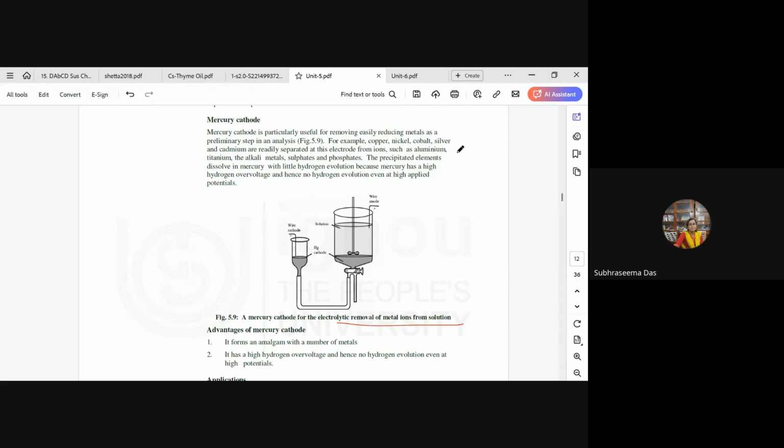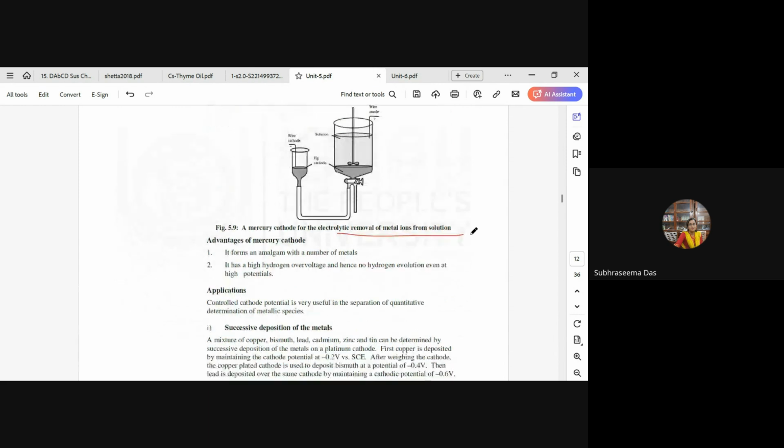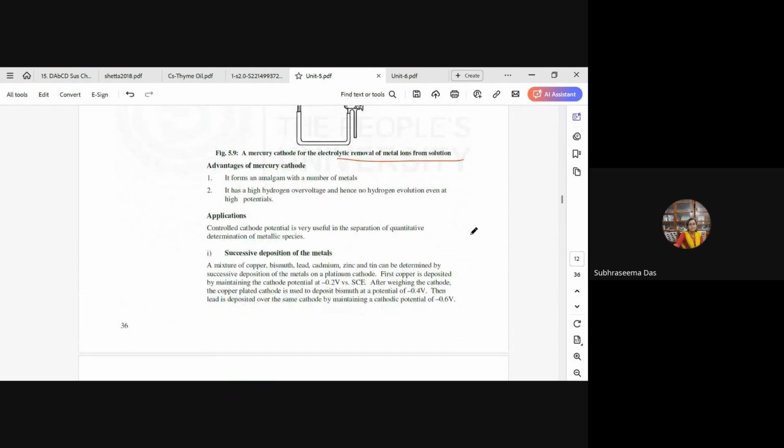The precipitated elements dissolve in mercury with little hydrogen evolution, because mercury has a high hydrogen overvoltage, and hence no hydrogen evolution occurs even at high applied potentials. The advantages of the mercury cathode are that it forms an amalgam with a number of metals, and it has a high hydrogen overvoltage, so no hydrogen evolves even at high potential.